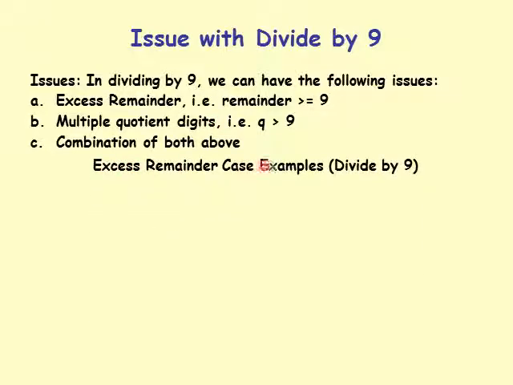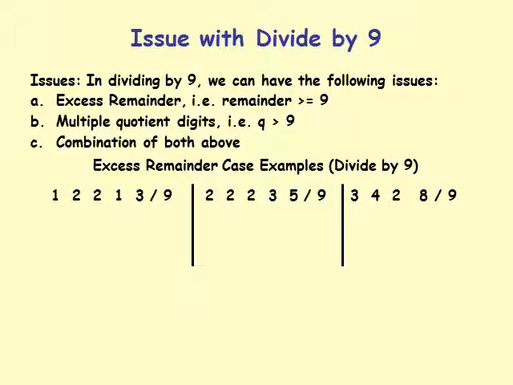So let's look at some examples. This time we'll do examples of when we have a larger remainder. Here are my 3 examples. The first example: 1, 2, 2, 1, 3 divided by 9. 2, 2, 2, 3, 5 divided by 9. 3, 4, 2, 8 divided by 9. So let's divide by 10, like we just did. Now we have divided by 1 and make adjustments, which is just adding. We just keep adding them.